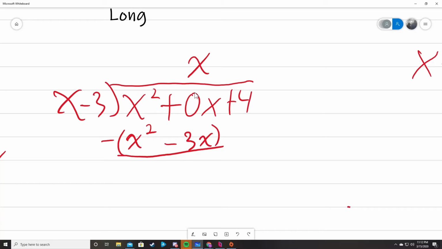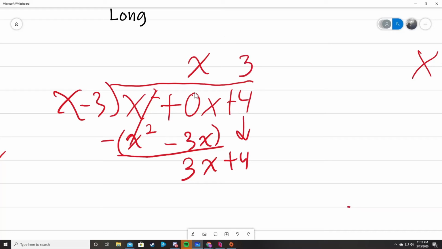So x squared minus x squared cancels it out. We're good. Now 0 minus negative 3x, when we're subtracting a negative number, that gives us a positive number. So we got positive 3x. And we're going to bring this 4 down now to continue our division. So next up, we want to get x to look like 3x. That means we got to multiply x by a 3.